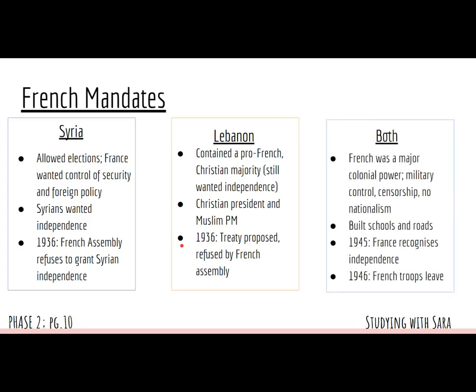In both cases, France remained a strong colonial power which had censorship, military control, and did not allow nationalism. Although they had control over both countries, they tried to improve them both by building roads and schools. By 1945, when the role of Britain and France decreased, independence was granted to both countries, and by 1946, all troops left.